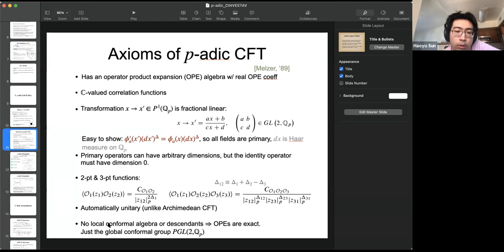And since there is no local conformal algebra, that basically means that there's no non-trivial derivative over the p-adic numbers. All the OPEs are exact. So if you write down the OPE, there's no usual descendant terms. And so basically all the conformal information is encoded in this global conformal group, PGL2(Qp). So it does not have a conformal algebra, which I will come back to in the last section.